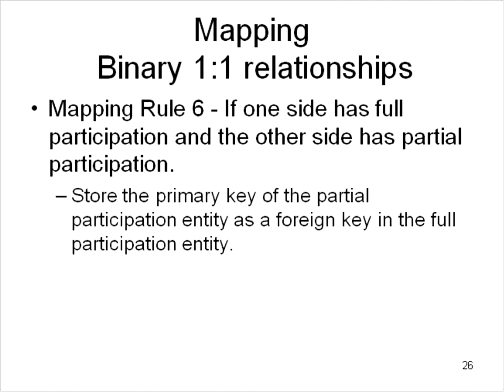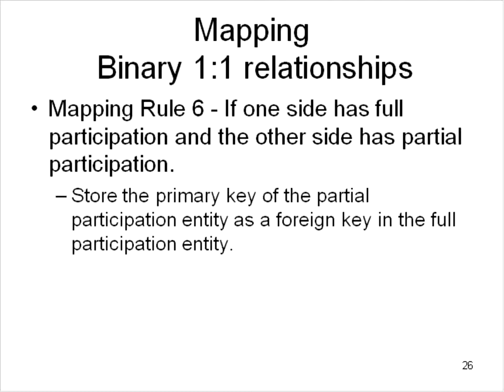So we basically take the primary key from the partial participation and include it in the side with the full participation. Now you might think that this is a little difficult to remember, but actually it's not. It's very intuitive. What you have to keep in mind is we have to create the best set of tables with the least amount of redundancy and the least amount of null values.